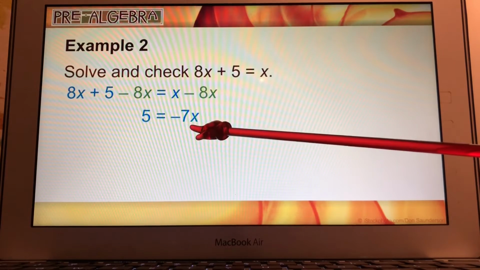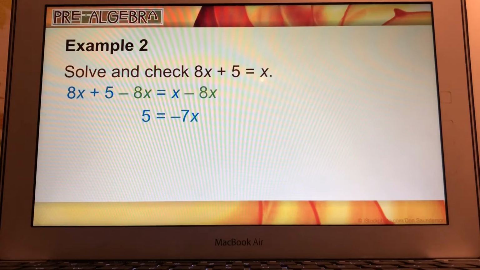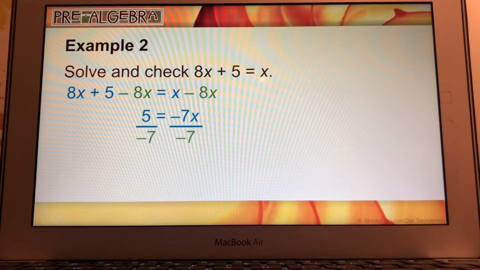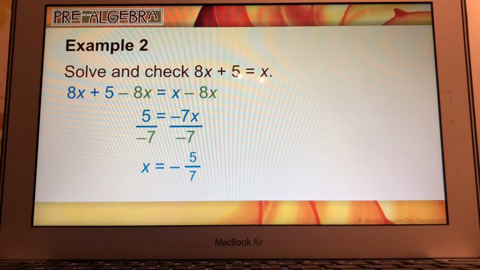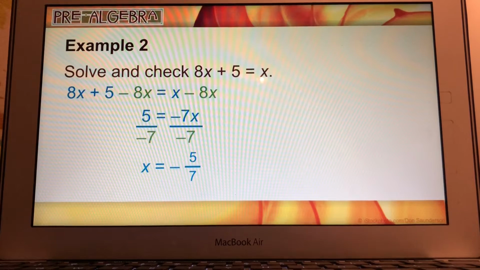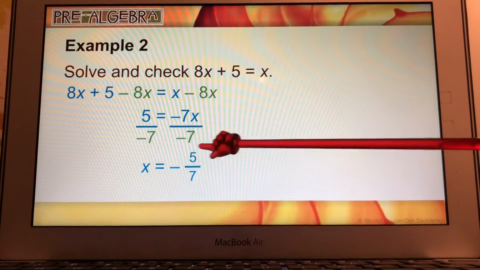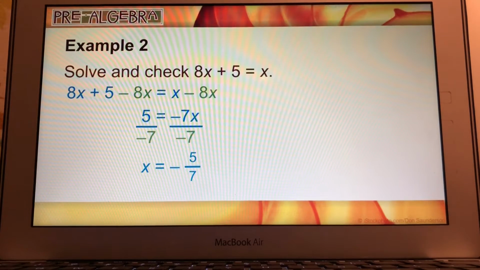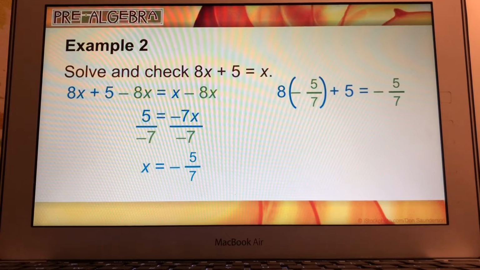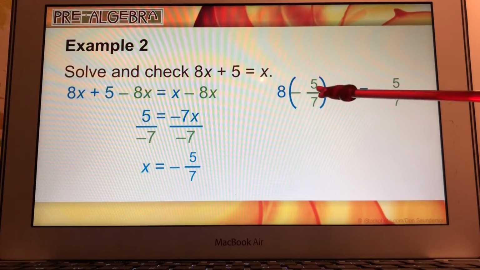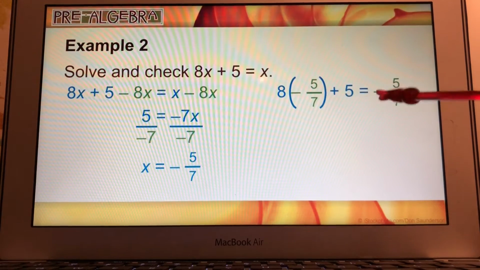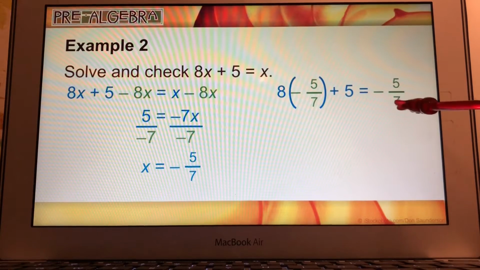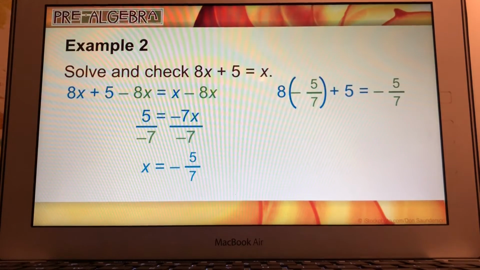How do I get x by itself now? I'm going to divide by negative 7. And so my answer actually is going to be negative 5/7. So now I need to take this to check. I need to take this negative 5/7 and plug it back in to my equation here. Okay, so 8 times negative 5/7 plus 5, does that equal negative 5/7? Because this is x.